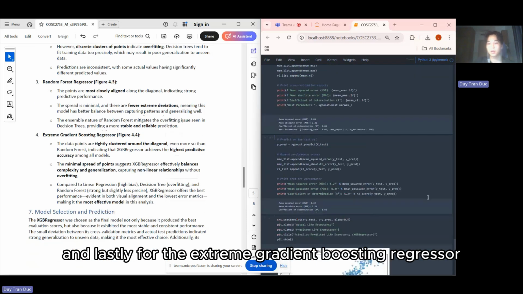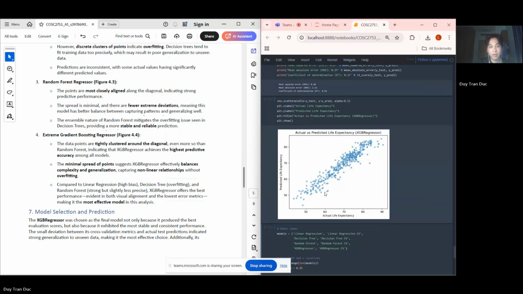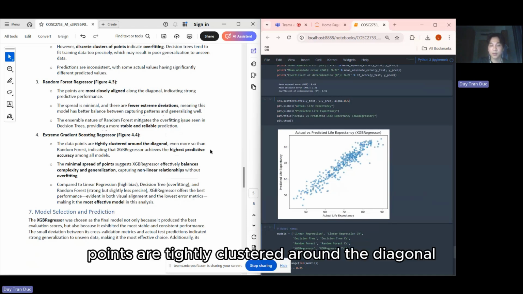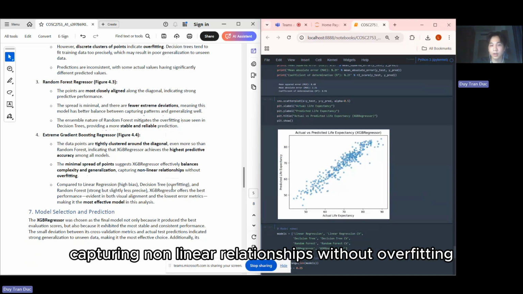And lastly, for the extreme gradient boosting regressor, the data points are tightly clustered around the diagonal. It achieved the highest predictive accuracy among all models, and there is also minimal spread of points, showing that this model balances complexity and generalization, capturing non-linear relationships without overfitting.